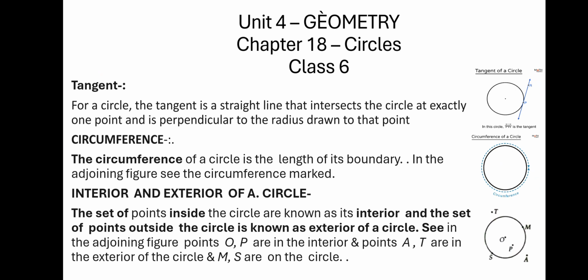Circumference. The circumference of a circle is the length of its boundary. In the adjoining figure, see the circumference mark.